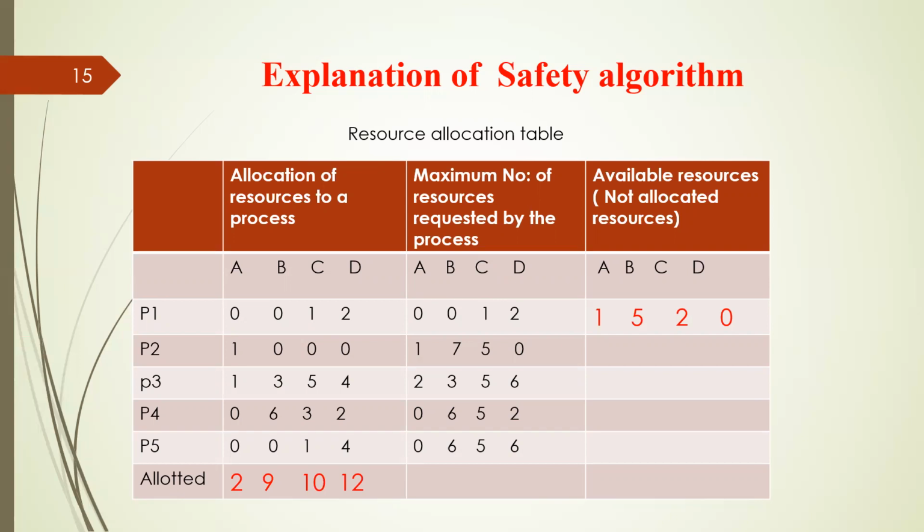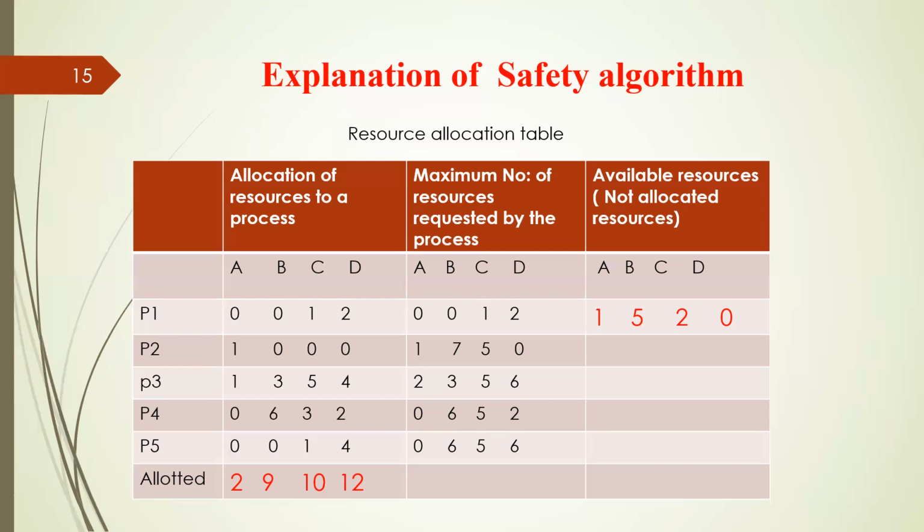0 resource of A is allotted. B, 0. C, if you take the resource C, 1 is allotted to the process 1. And if you take the resource D, 2 instances of resource D have been allotted to process P1. And the maximum number of resources requested by process P1 is also the same, 0, 0, 1, 2. So the need will be 0.